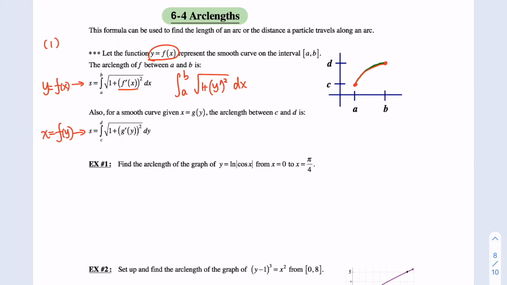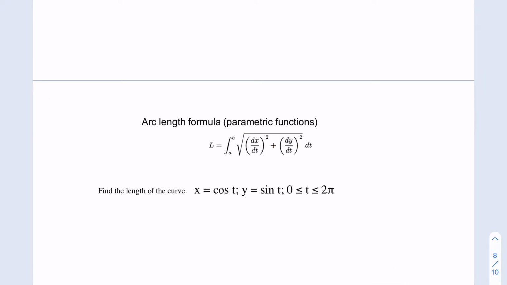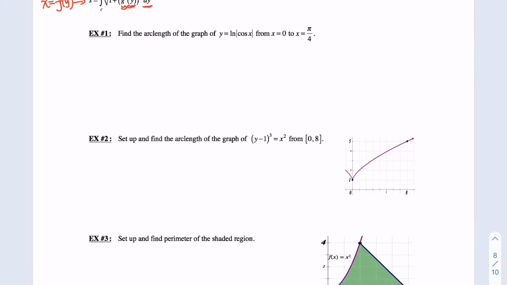Similarly, if you want to integrate along the y direction, from c to d, the integral of the square root of 1 plus g prime of y squared dy, you have to change the function in terms of y here. Sometimes you can choose whatever is easier for you. Also, we have a formula for the parametric equation. So let's have a look at example 1 to example 3.